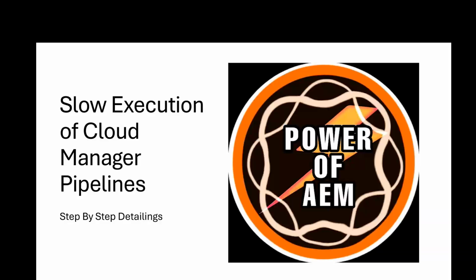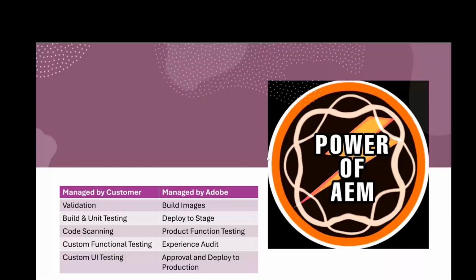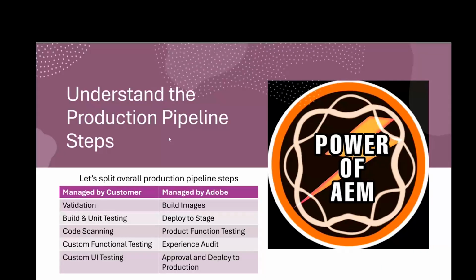In the previous video, we discussed what the problem statement could be. And in this video, we are going to take a deep dive into each step of the production pipeline. Before we understand how we can reduce the overall execution time, we need to understand the different steps and where we can make improvements.